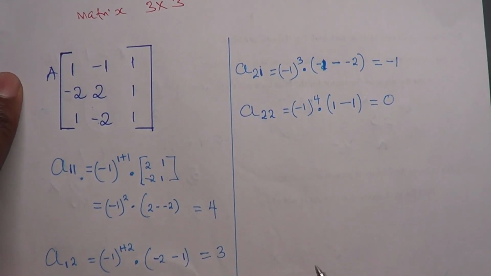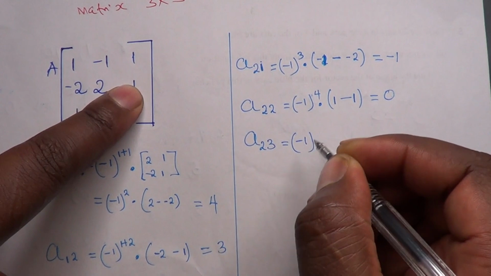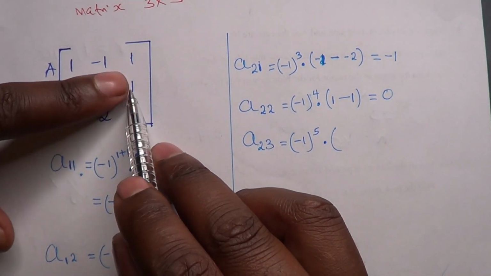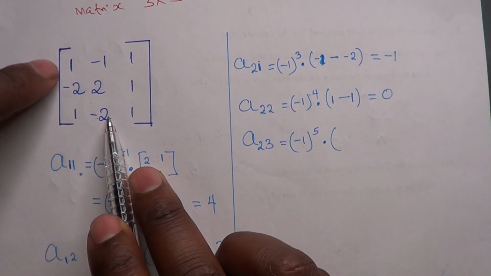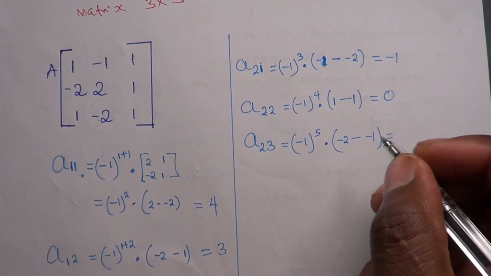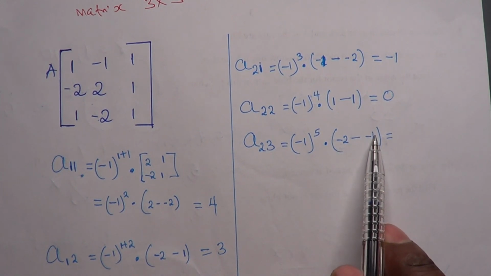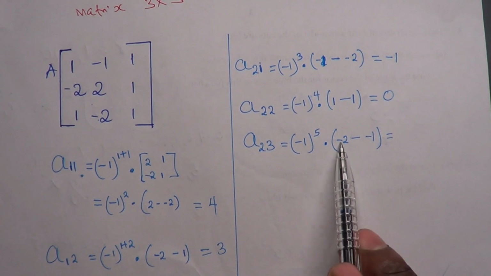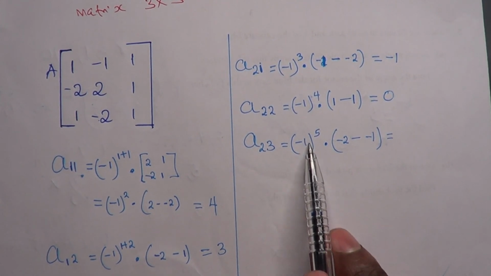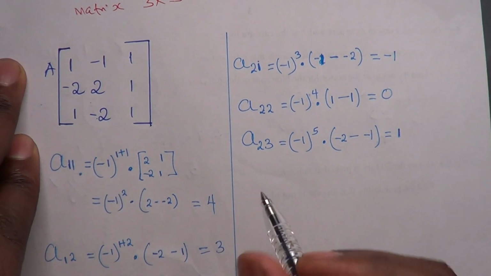Then the next one you need to look at is the second row, third column. Now it will be negative 1 to the power 5, because 2 plus 3 is power 5, times. So at this point I close this row and this column. Now I have negative 2 times 1, that's negative 2, minus 1 times negative 1, that's negative 1. Any negative number to an odd power is negative. So negative 2 minus negative 1, minus and minus give us positive, that's negative 2 plus 1, that is negative 1. Negative 1 times negative 1, what will be the answer? Positive 1.